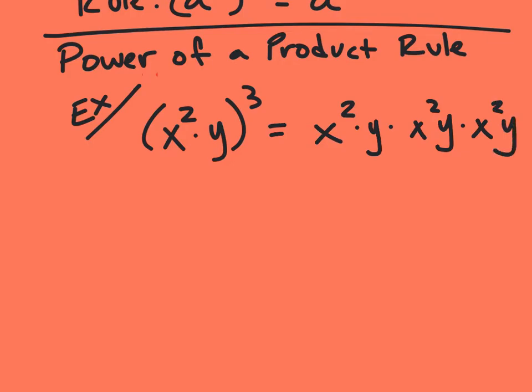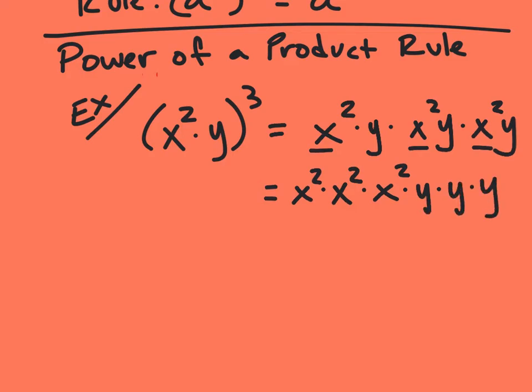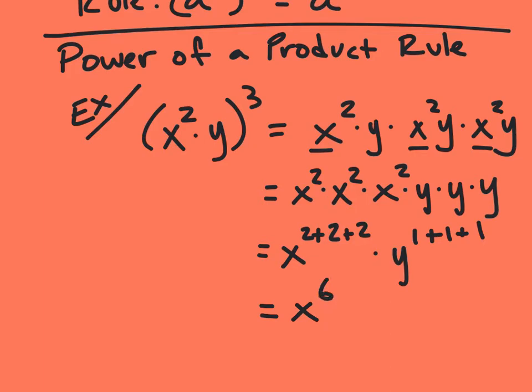Now, because multiplication is commutative, meaning I can reorder these things, I'm going to write this as x squared times x squared times x squared. And I'm going to multiply y times y times y. Now, if I multiply this out and I add my exponents, I'm really going to get x to the 2 plus 2 plus 2 power times y to the 1 plus 1 plus 1 power. All right, when you don't have an exponent, your exponent is always 1. So if I evaluate this, 2 plus 2 plus 2 is 6, so x to the 6th, and then y to the 3rd.